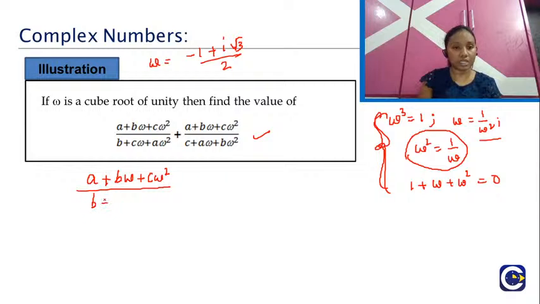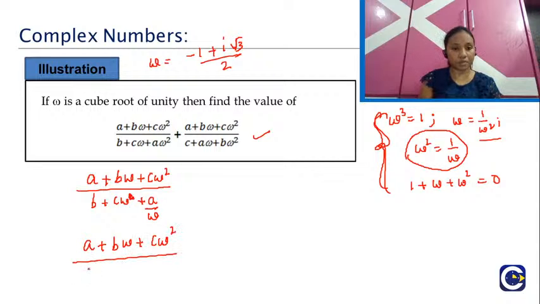So b plus c omega plus a. In place of omega square, I'm using my property and substituting 1 by omega in my first term. So now after taking the LCM in the denominator, it will become b omega plus c omega square plus a, by omega. So this is my denominator.